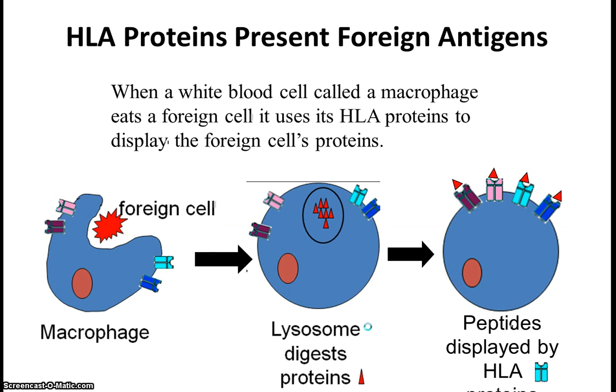When a white blood cell called a macrophage eats a foreign cell, it uses these HLA proteins to display the foreign cell's proteins. So this big blue guy here, the macrophage, will gobble up a foreign cell, could be a virus or bacteria, and then on its surface, there are some different HLAs here. After it gobbles up that invader, the lysosome will digest it, and then it will put the proteins onto the HLAs.